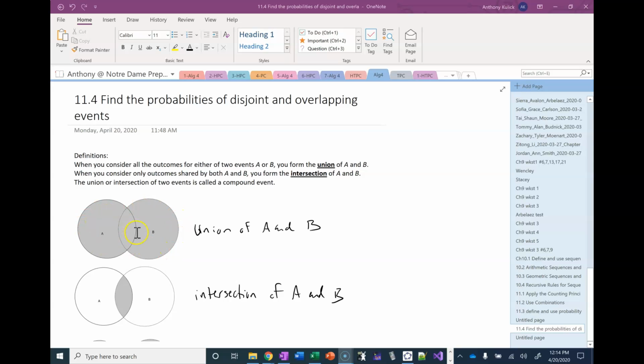So anything that's in any of the shaded region counts as in the union of A and B. The word that we use to represent a union in the English language is often the word "or." So if I want events in A or B, I'm looking at anything in A or anything in B.